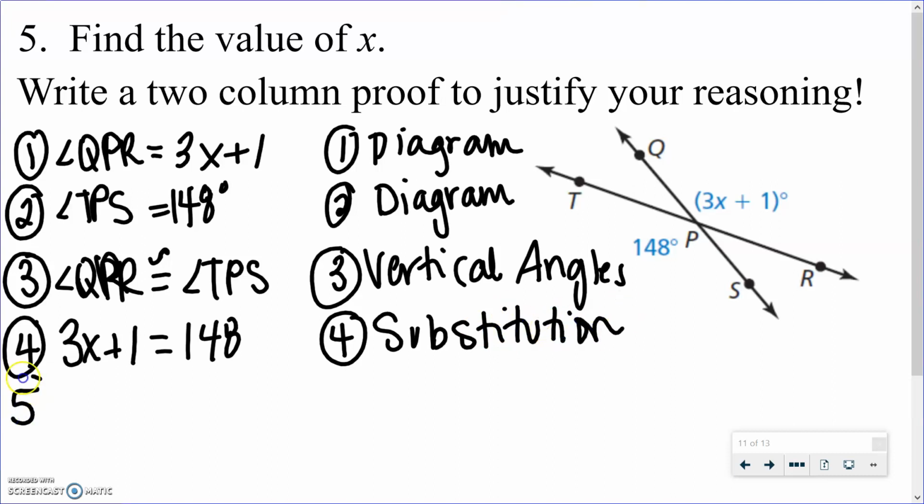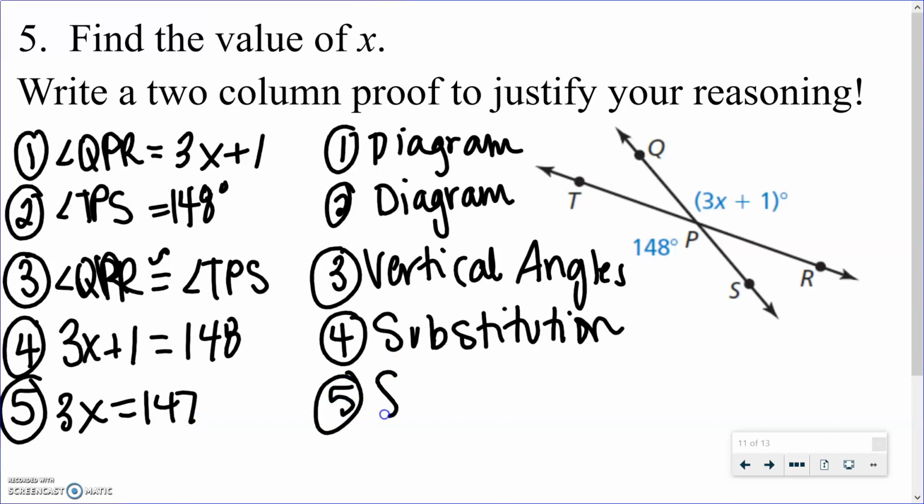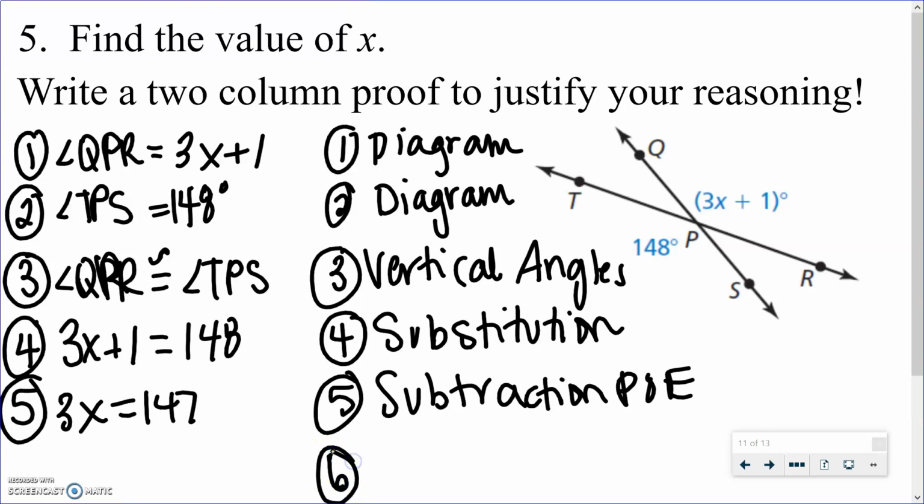And then we can subtract 1 from both sides, which is the subtraction property of equality. And the last thing we're going to do to get what x is, is divide by 3. So x equals 49, and that's the division property of equality.